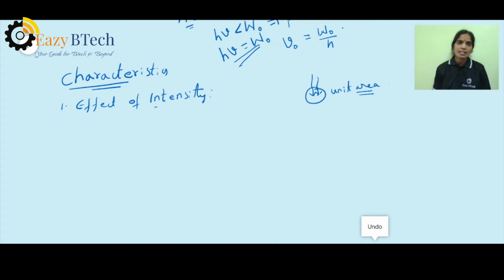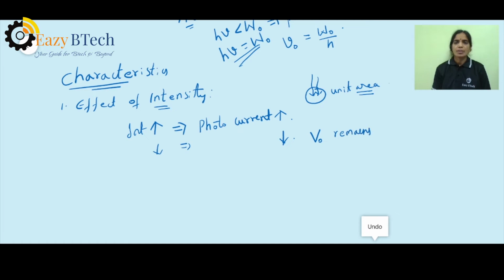So if you increase the intensity of radiation, then the photocurrent increases. That means the electrons ejected from the metal surface are increased. And if I decrease the intensity, it decreases the photoelectric current. However, the stopping potential, the negative potential at which photocurrent becomes zero, will not change. It remains the same. This is the first characteristic, intensity.